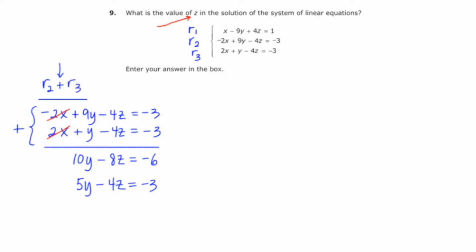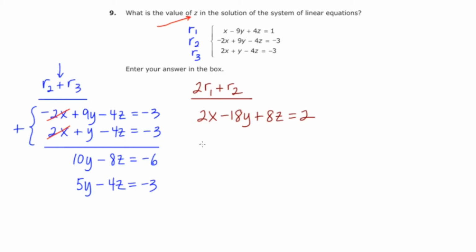Now I want to take two other rows to also eliminate x. And I think I'm going to use row 1 and row 2. But in order for the x to become eliminated, I'm going to have to multiply row 1 by 2. And I'm going to notate that in the following way. Twice row 1 plus row 2. Now twice row 1 means I'm going to multiply each element of row 1 by the number 2, leaving me with 2x minus 18y plus 8z is equal to 2.